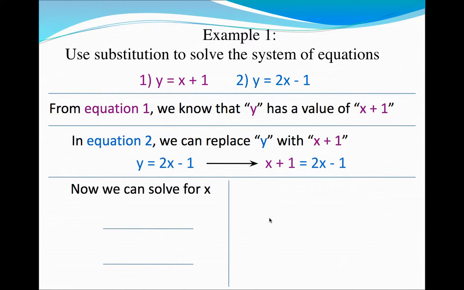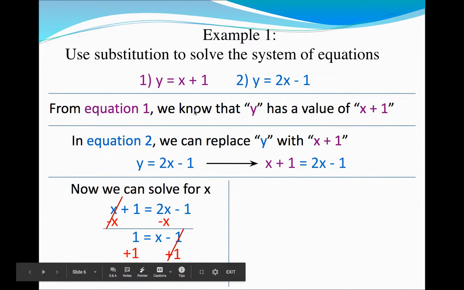And so after that, you have the same variable. Now we're going to solve for x. So x plus 1 is equal to 2x minus 1. You're going to minus x from both sides. You get 1 is equal to x minus 1. You have to isolate x by adding 1 to both sides, and you get x is equal to 2.